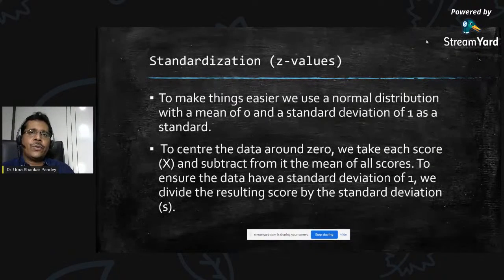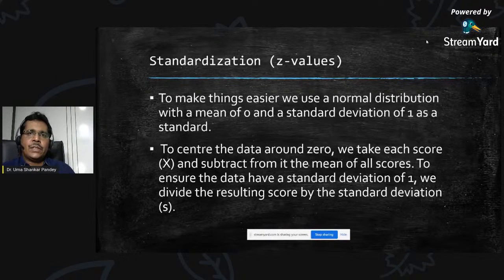So standard values, of course, will not have any unit, because otherwise everything will have a unit. When we're talking of mean, it will have a unit. If you're having the mean age, then the unit will be years. If you're having mean weight, then the unit will be kilograms. So those things have a unit, but z values do not have a unit. They are just a number, because we are dividing by the standard deviation. So you subtract the mean and divide by the standard deviation, you get the z value. The z value is a very, very important concept to remember.